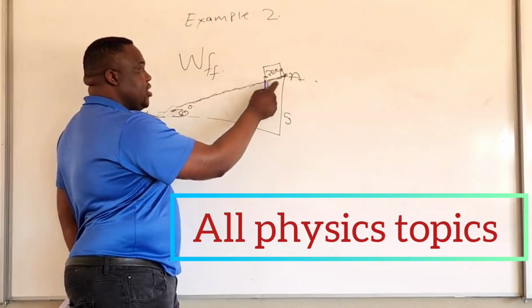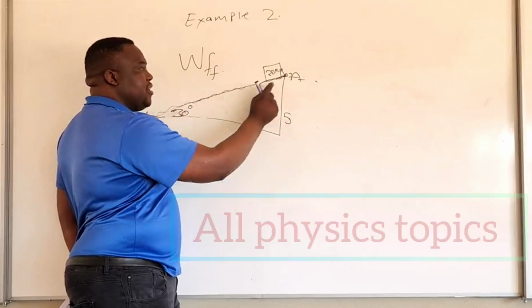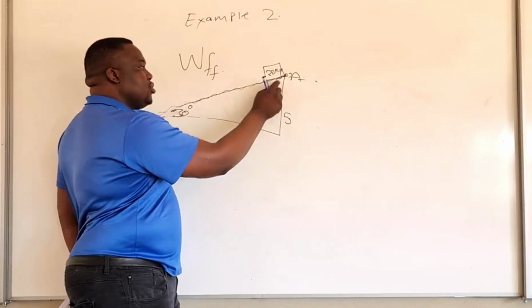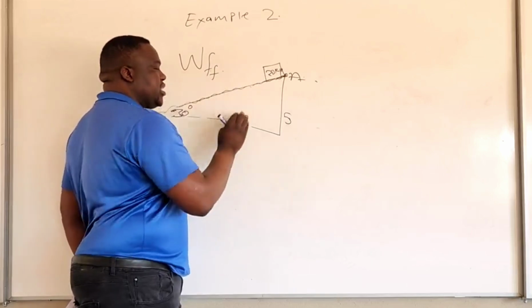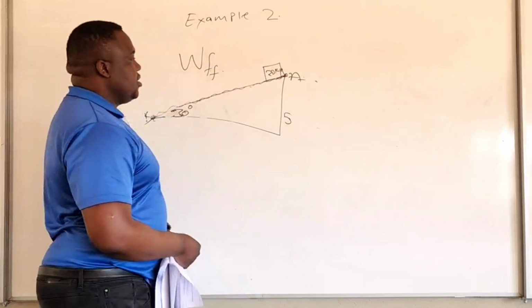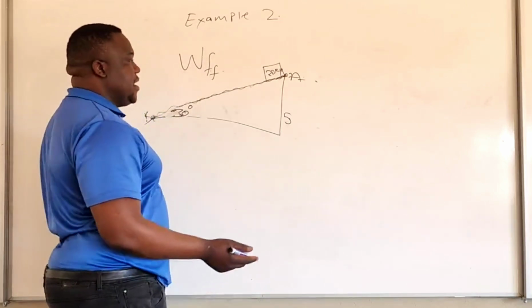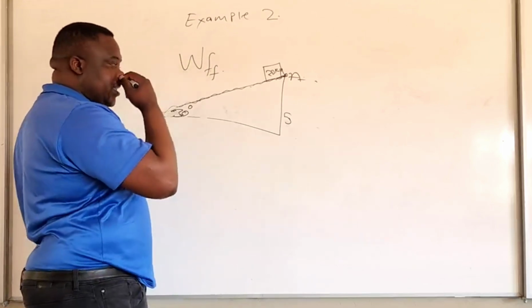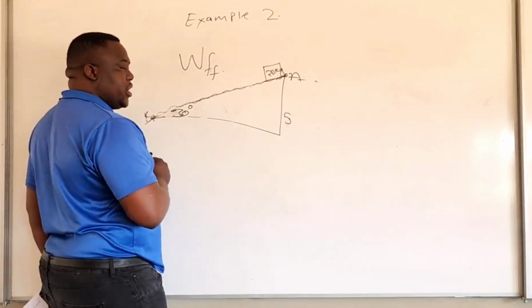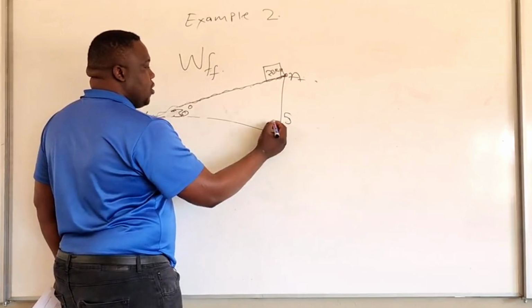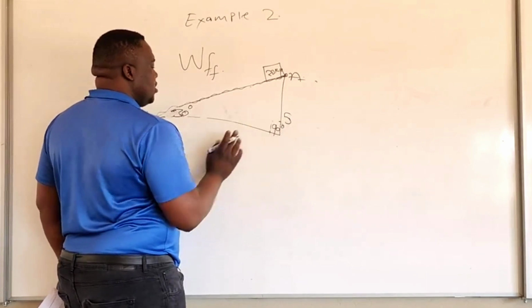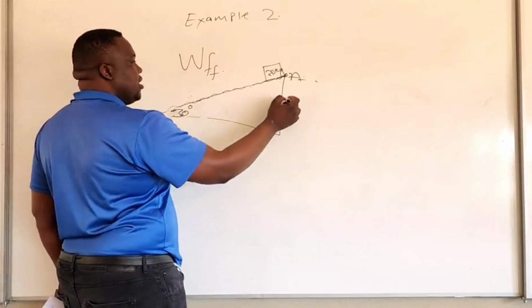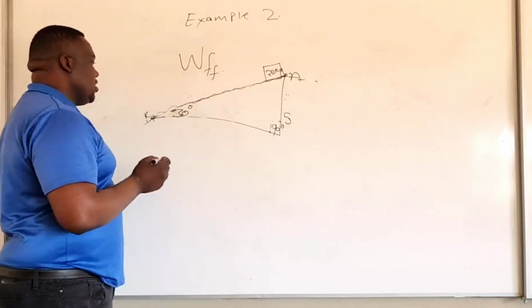Meaning that in order for us to calculate the work done by frictional force, we need to be able to calculate this displacement on this triangle. So this is very interesting. It's something that we already know. What do we have here? This is 90 degrees. This is the displacement. This is 5. You understand?